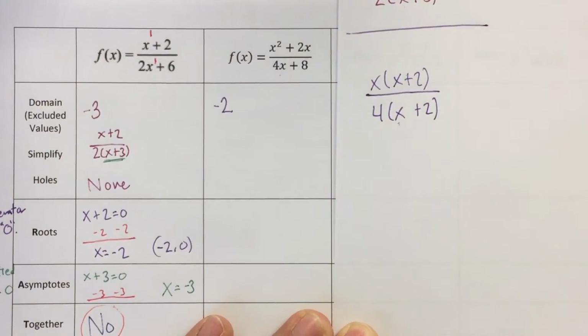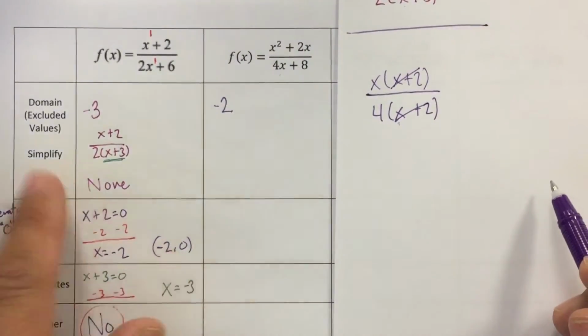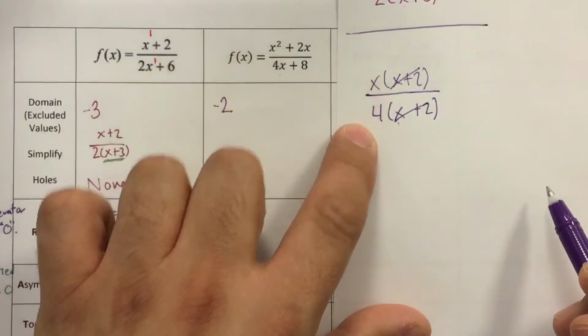Do I have a common factor on the top and the bottom? Yeah, what's the common factor? So we're going to cross out x plus 2. So for my simplified equation, it's just x over 4.